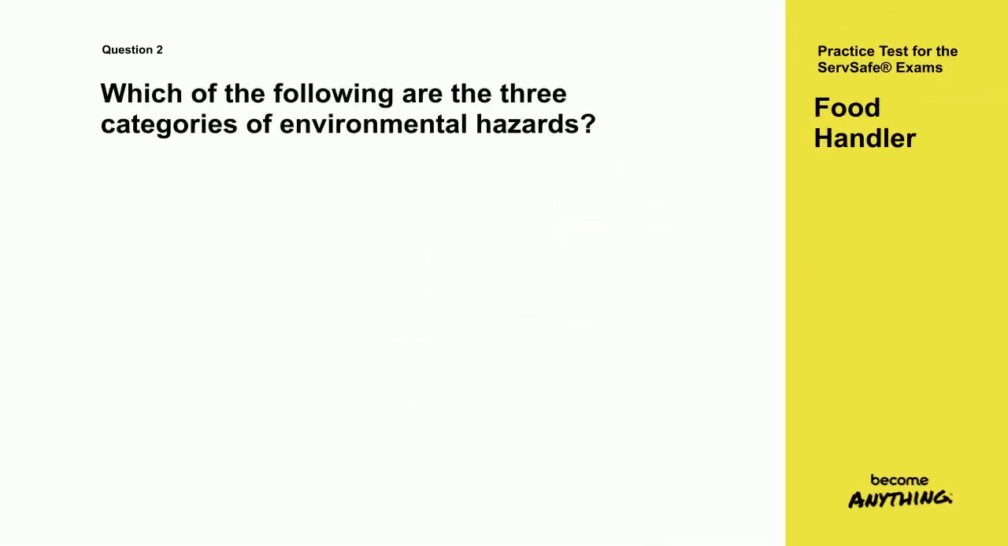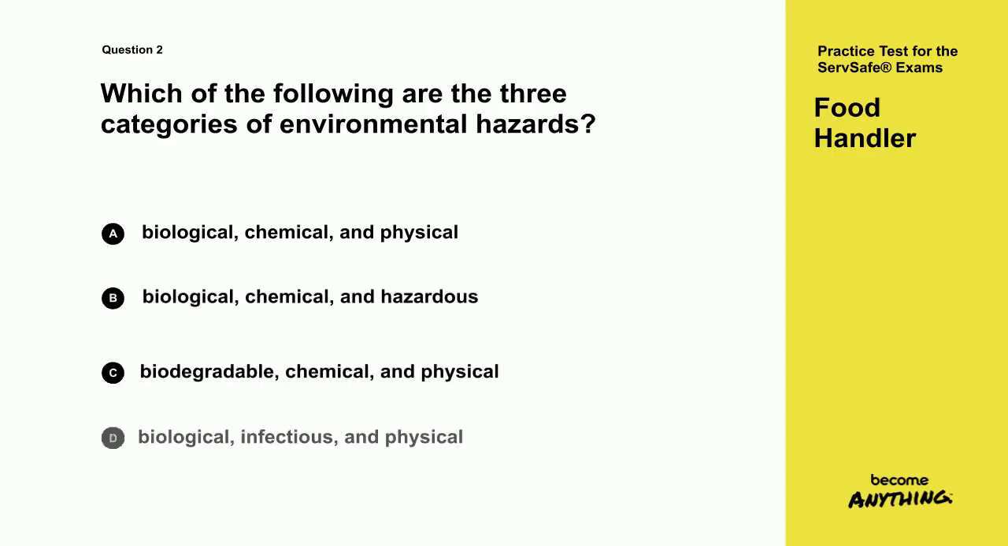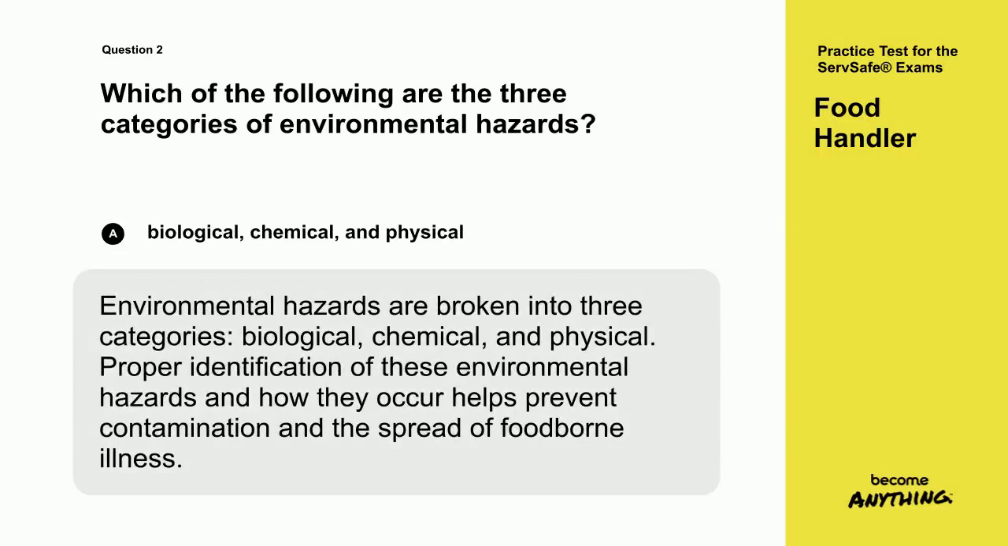Question 2. Which of the following are the three categories of environmental hazards? A. Biological, chemical, and physical. B. Biological, chemical, and hazardous. C. Biodegradable, chemical, and physical. D. Biological, infectious, and physical. Environmental hazards are broken into three categories: biological, chemical, and physical. Proper identification of these environmental hazards and how they occur helps prevent contamination and the spread of foodborne illness.